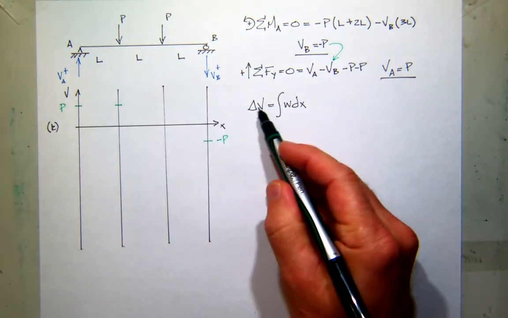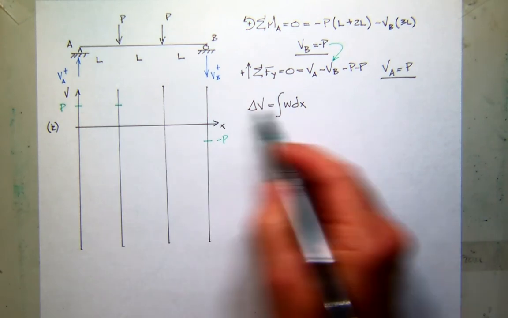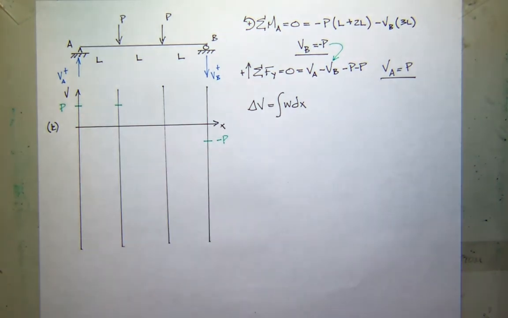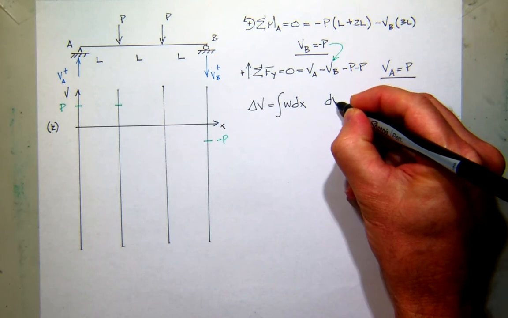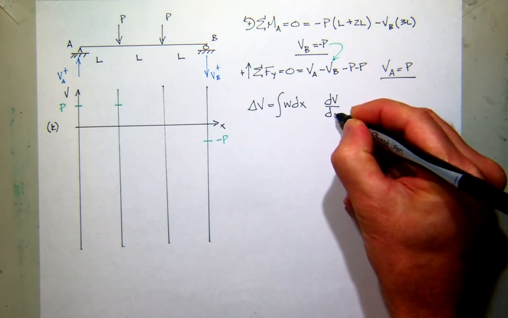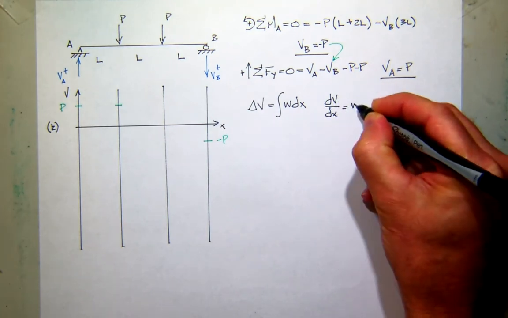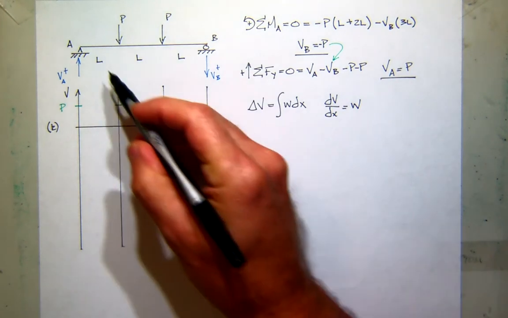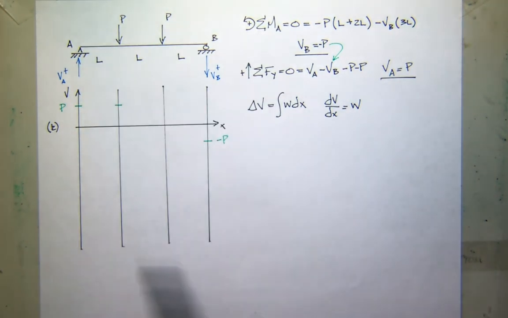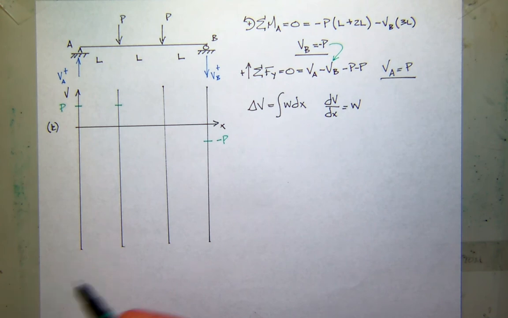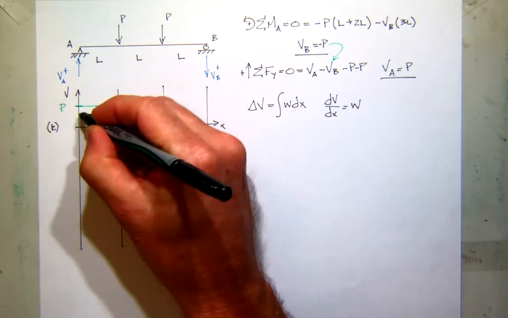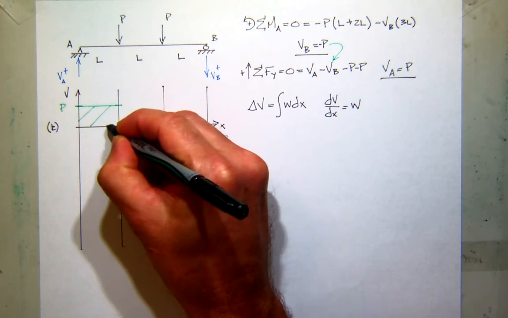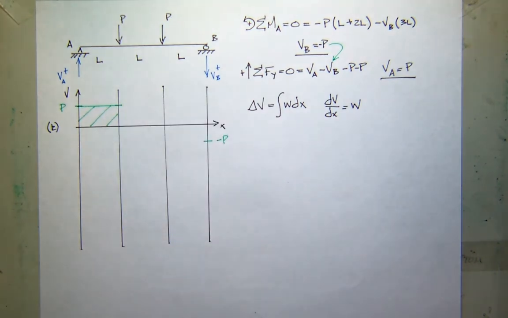So the change in shear from 0 to L is 0, so there's no change. Now the derivative relationship says that the slope of my shear diagram is equal to the load. What's the value of the load here? 0. What kind of curve has a 0 slope? Horizontal line. So there's my plot for the shear diagram from 0 to L.